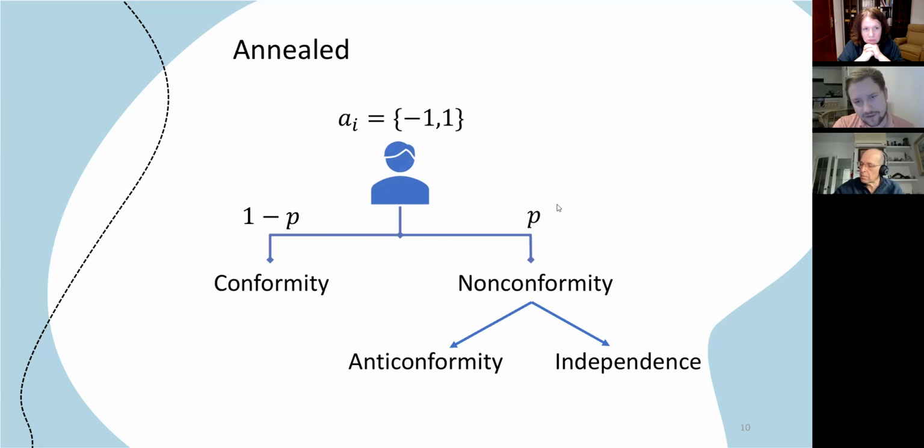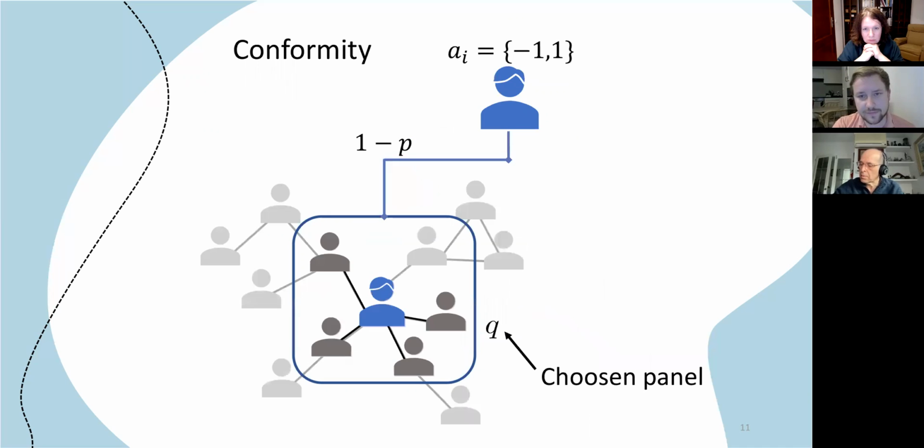And right now I want to describe it really briefly for those who are not familiar with this model. So in the conformity case, the chosen agent, so basically this one, Ai, can have one of the opinions, -1 and 1, because the model is binary. He looks at his neighborhood and draws randomly q agents from this neighborhood. And this will be called the chosen q-panel, the unanimous q-panel.